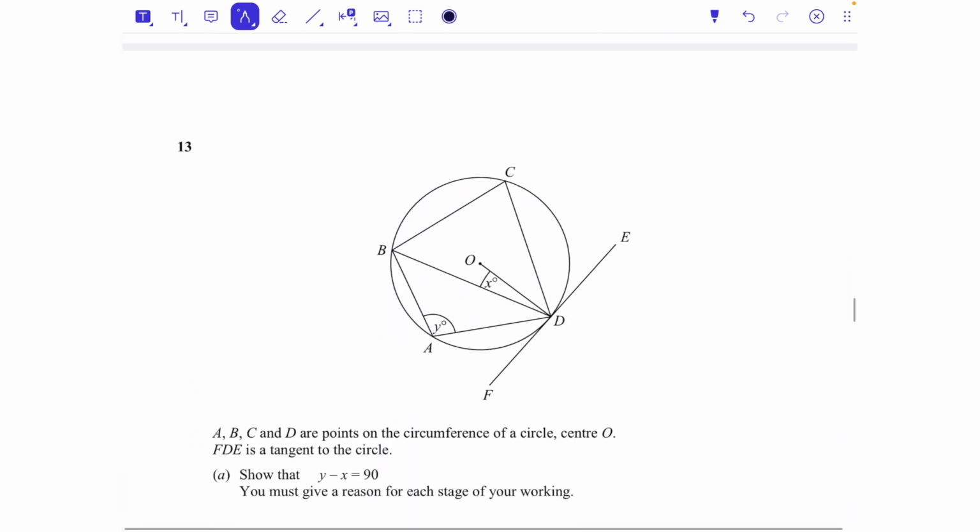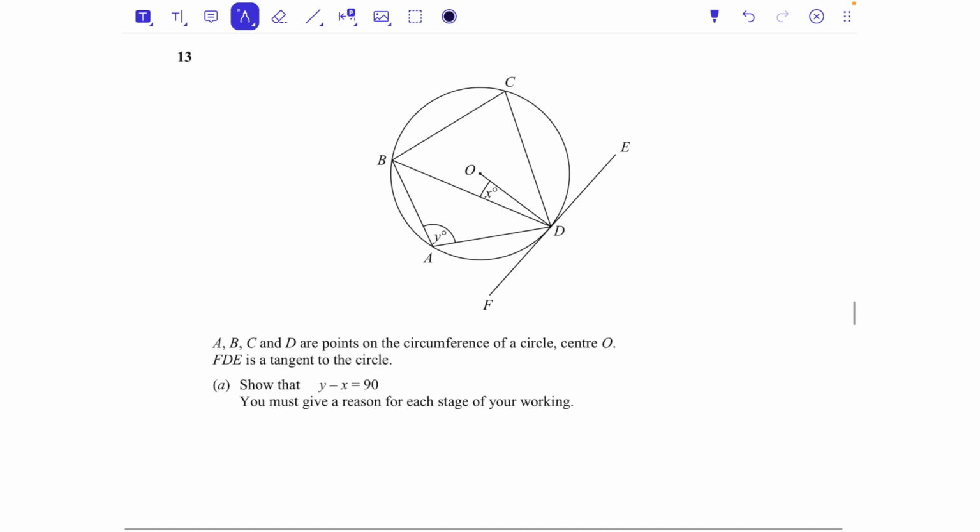Okay, question number 13, and we've got circle theorem here. It says A, B, C and D are points on the circumference of a circle, centre O. FDE is a tangent to the circle. Show that y minus x equals 90. Okay, so we know that a radius and a tangent meet at 90 degrees. So where I have this radius OD and I have a tangent FDE, I know that there is a right angle. I also know that I've got the alternate segment theorem.